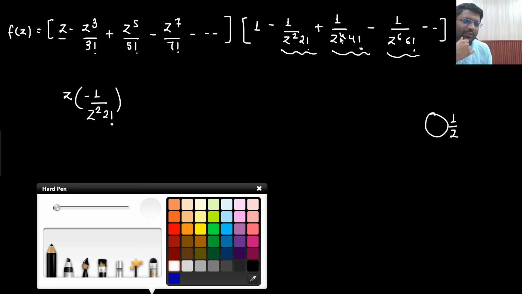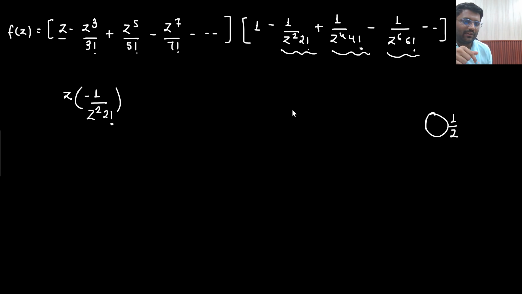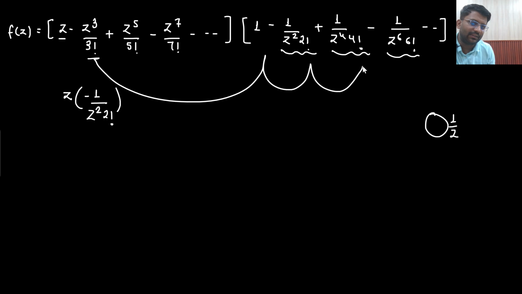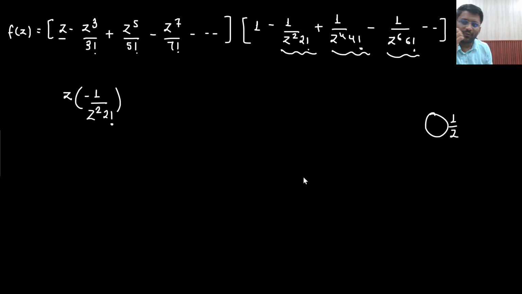If z is multiplied with 1 by z to the power 4, you will get the factor of 1 by z to the power 3. If z is multiplied with 1 by z to the power 6, you will get a factor of 1 by z to the power 5. That means rest all the terms are not my matter of concern. Now I will go to z to the power 3. Now z to the power 3 will be multiplied with all the terms. Now you let me know, from z to the power 3, you need 1 by z. How can you get it?